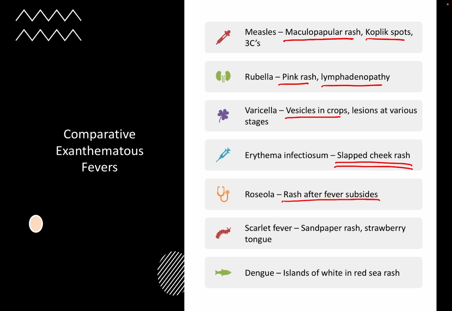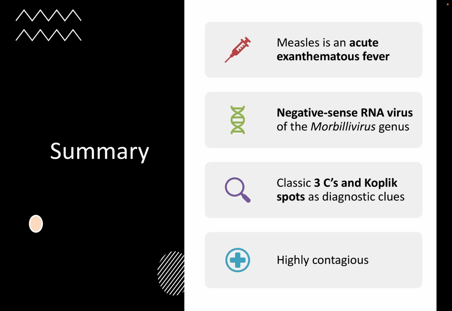In roseola infantum, the rash will appear only after the fever subsides. In scarlet fever, there will be a sandpaper rash and strawberry tongue. And in case of dengue, there will be an islands of white in a red sea rash. This is usually happening due to platelet deficiency.